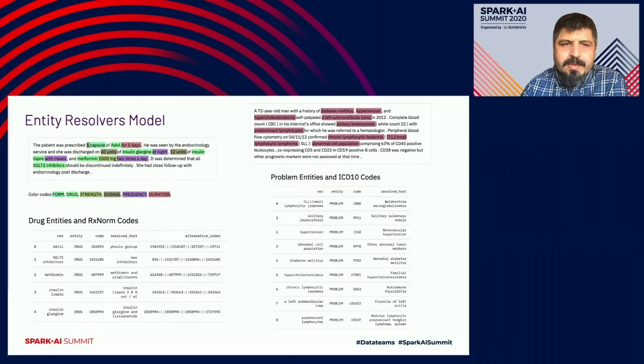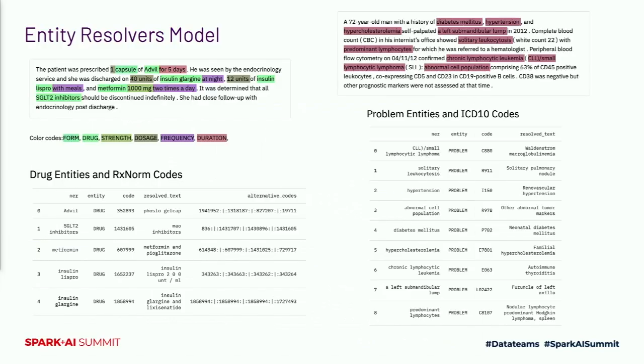And it's similar to how it works with assertion, because it's the same pipeline. We just use NER, and on top of NER we add entity resolver annotators. Resolvers take the entities from the NER model and assign codes according to the algorithm implemented in the entity resolver annotator.